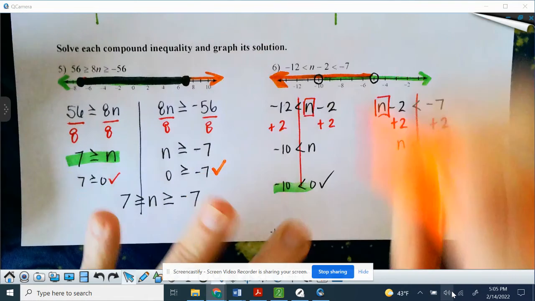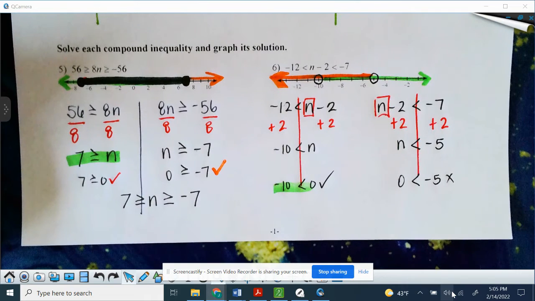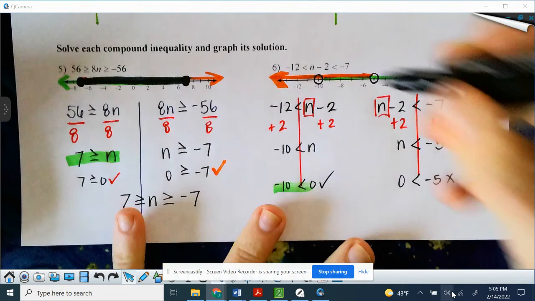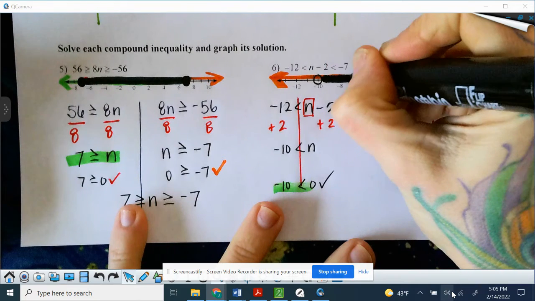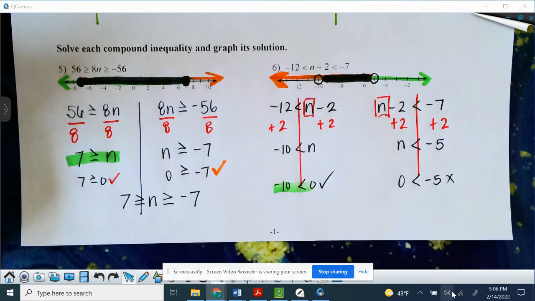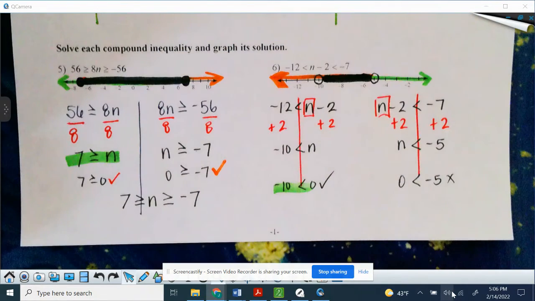But the answer to this, as far as our shading, we do want 2 open circles because there's no equal to's, but it's going to be the overlap. So the answer is what I have colored in black. All right, so that's 2 of them. I'm going to do a couple more.